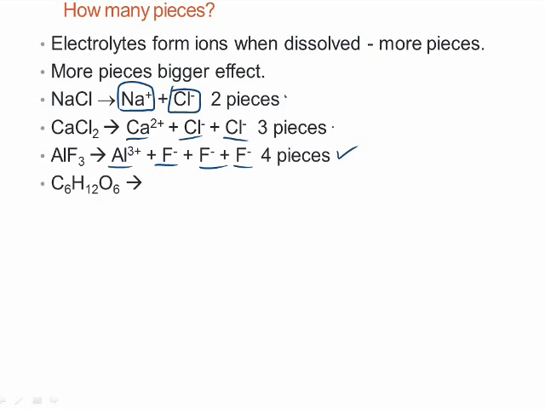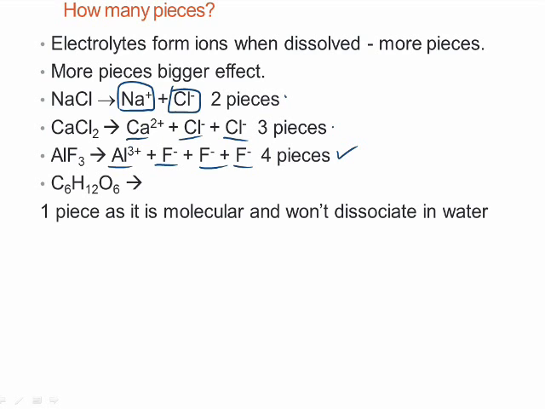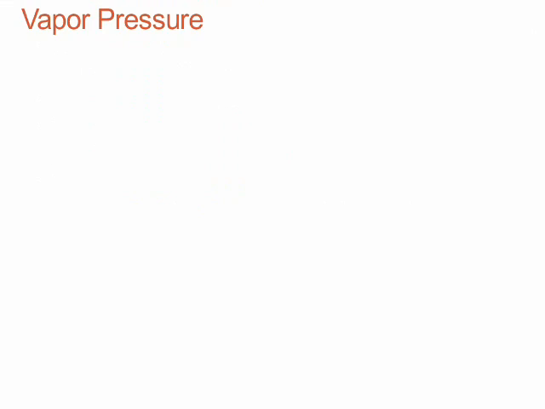Now this one, you might think, wow, look at all those particles. But this has 1 piece. As it is molecular, it won't dissociate in water, for example. It is not an electrolyte. Since it's not an electrolyte, it doesn't have any more pieces, just 1 big piece. It won't have an effect like the ionic ones, like aluminum fluoride or calcium chloride or sodium chloride. The number of pieces has a great effect on the vapor pressure of that substance.